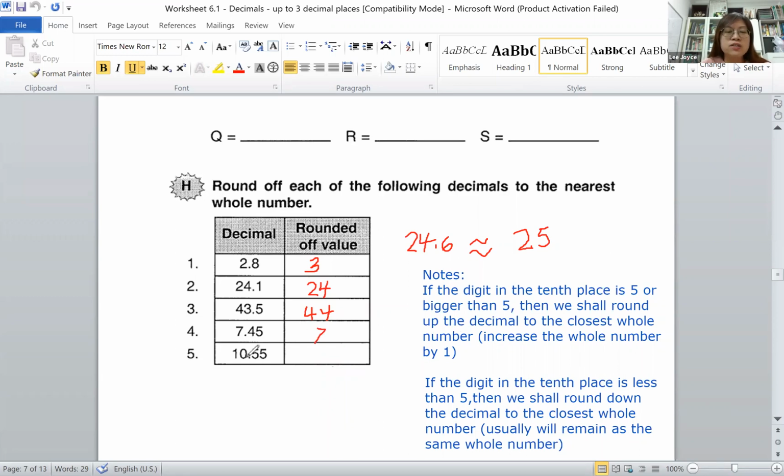Now what about question 5? 10.55. So the first digit in the 10th place after the decimal point is already 5. So we shall round it up to 11.